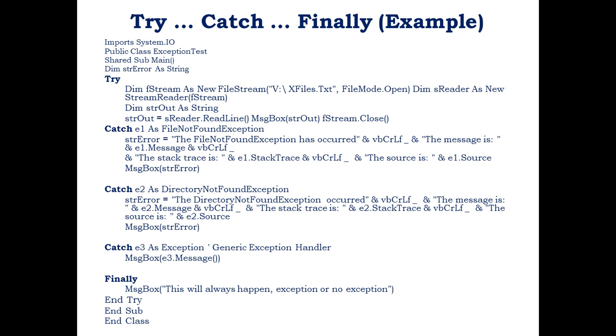Imports the namespace System.IO, public class ExceptionTest, shared sub main, dim a string for the error. In the try block, we allocate a StreamReader. The string output is the file stream close. There are three catches explained here. One catch is the default exception, the generic exception handler. The other two catch different types of error. Finally, a message box will always appear, with an exception or no exception. Then end try, end sub, and end class. This is the better way to handle errors in VB.NET: try catch finally.